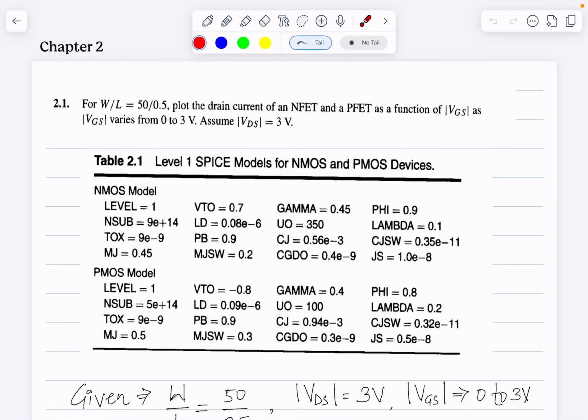Welcome to Mastering Analog. Today we will be discussing problem number 2.1 from chapter 2 of Design of Analog CMOS Integrated Circuits by Behzad Razavi.